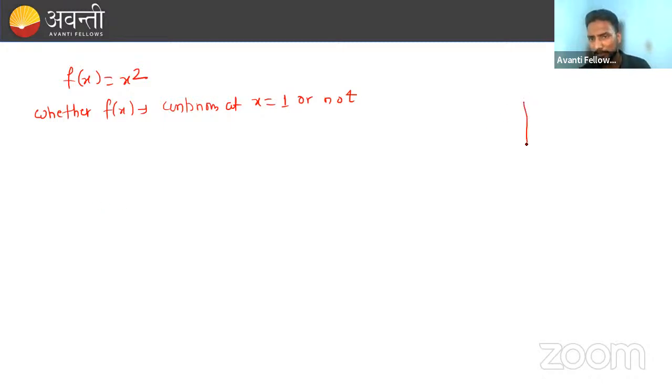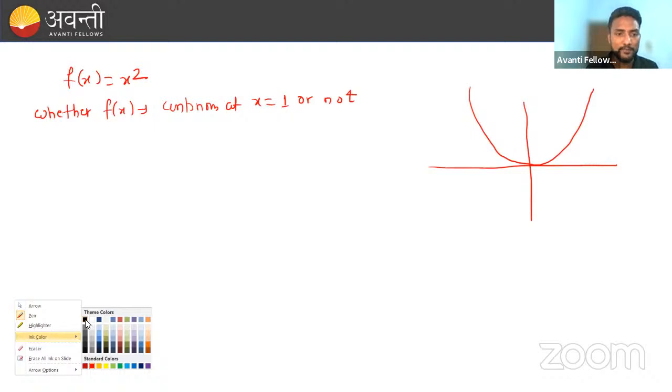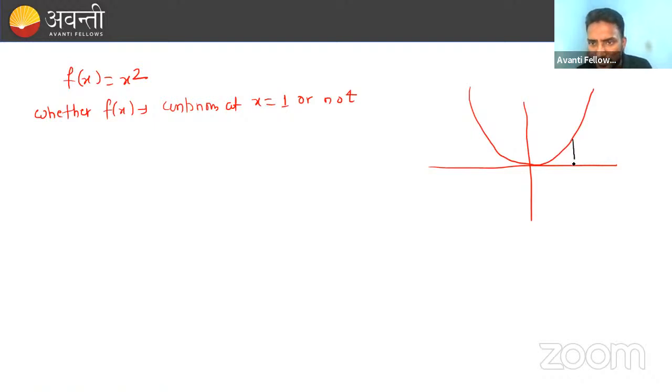If you want to check by the graph also, you can draw it like this. You can see that everywhere x square is always continuous, but they are saying that you have to check. So by the process, what do I have to do? Suppose the 1 is here. We have to check in the left hand neighborhood and right hand neighborhood, like 1 minus and 1 plus. So first of all, I have to find LHL.